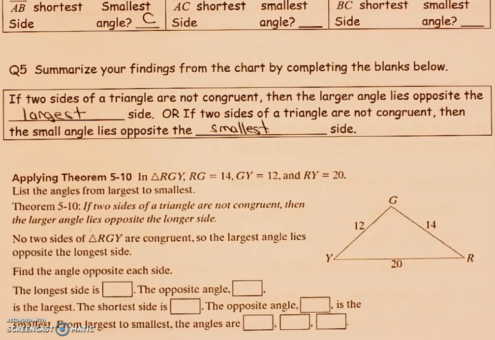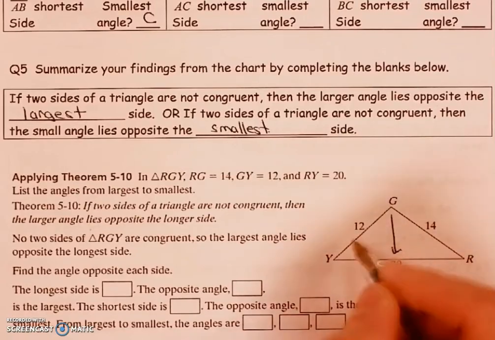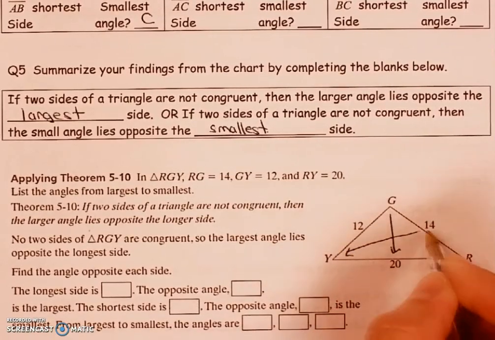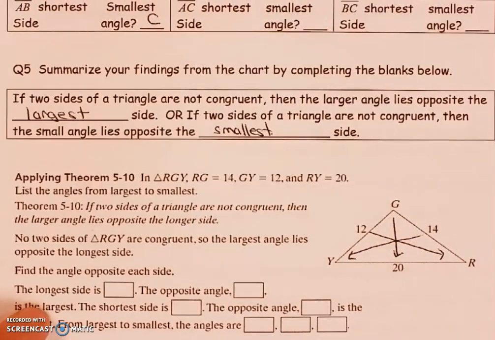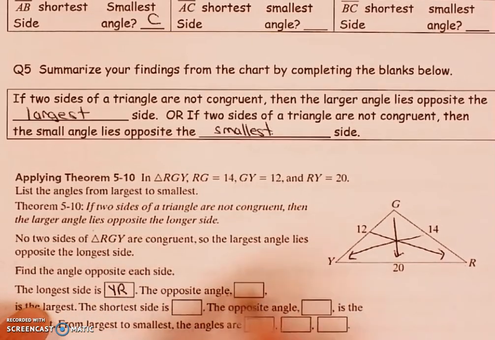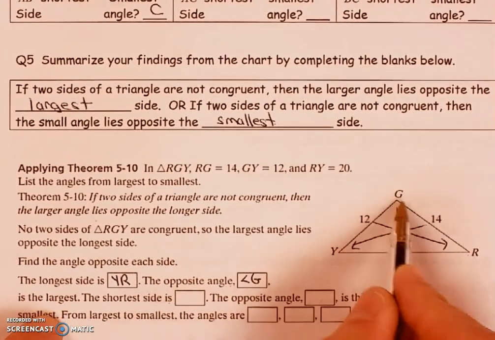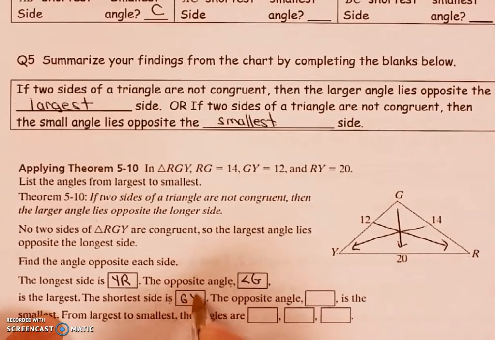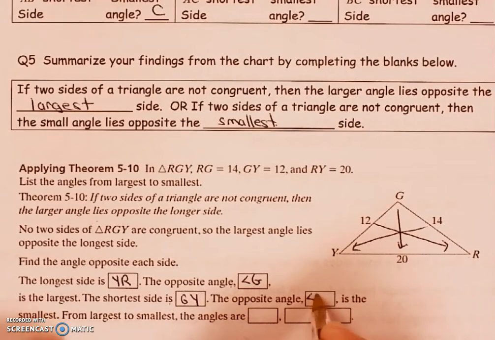The largest side. So for example, angle G, these two go together. G is across from YR. Y is across from that segment there, and R is across from that segment right there. The longest side visibly, you can see right here, is 20, and it is YR, and the opposite angle of that is angle G. The shortest side, if you take a look, is GY, and again, the angle across from that would be angle R.